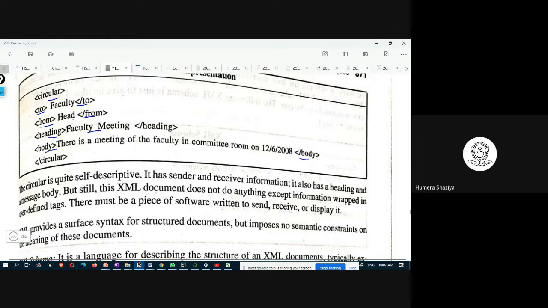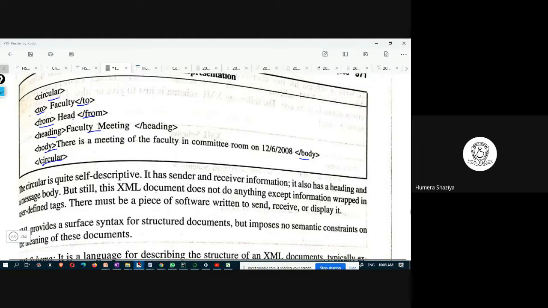The body of this includes there is a meeting of the faculty in committee room on 12/6/2K8. This is the body of the document. And closing of the circular, which is the main tag.